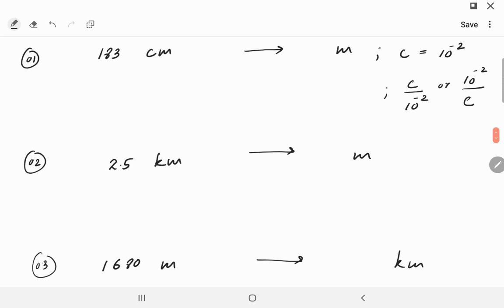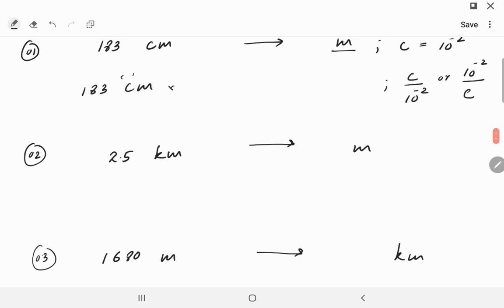And then what you have is 183 centimeters, and of course you want to get rid of this centi, because the final unit is going to be in meters. So if you want to get rid of centi, you should put centi at the bottom so you can cross it off, and then 10 to the power minus 2 should be on top. So centi to centi will cancel out, and then you will multiply 183 by 10 to the power minus 2, so your answer will be 1.83 meters.